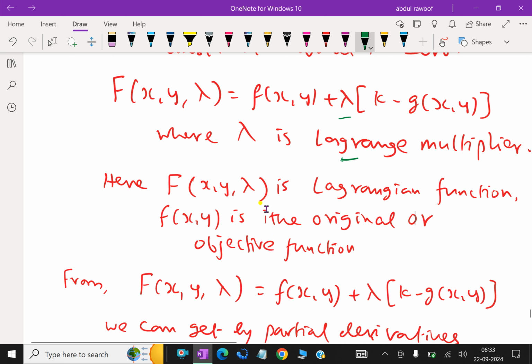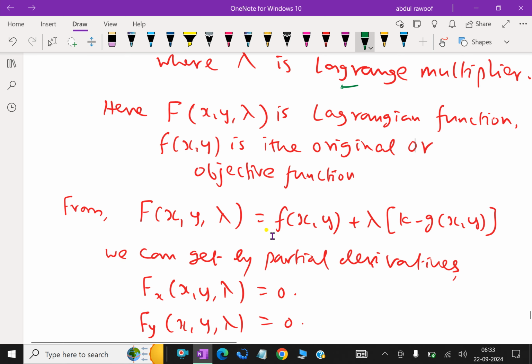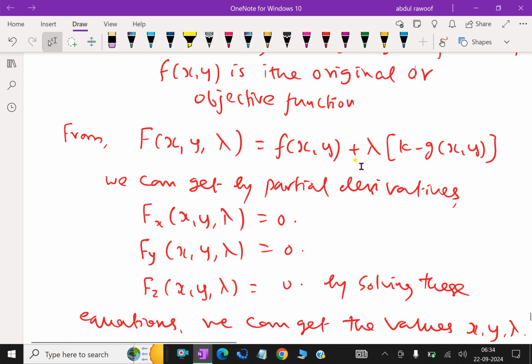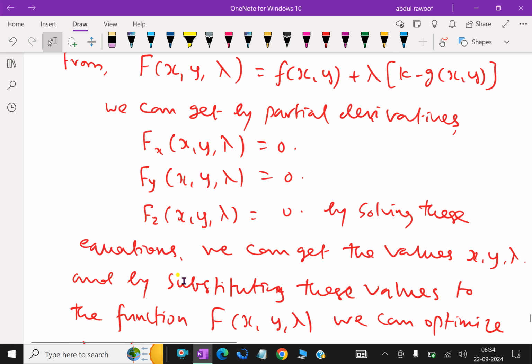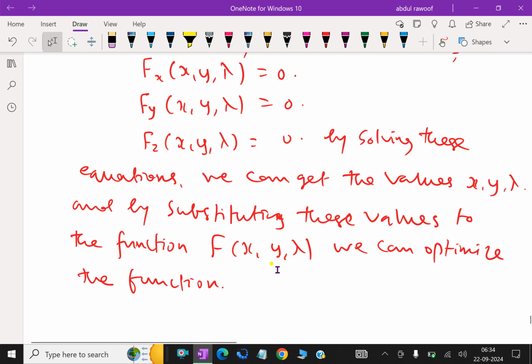Here, f of x, y, lambda is the Lagrangian function, and f of x, y is the original or objective function. From this function, we take partial derivatives. That is, the partial derivative with respect to x equals 0, the partial derivative with respect to y equals 0, and the partial derivative with respect to lambda equals 0. All these form a system of linear equations. By solving these equations, we get the values of x, y, lambda, and by substituting these values into the function, we can get the optimized value.